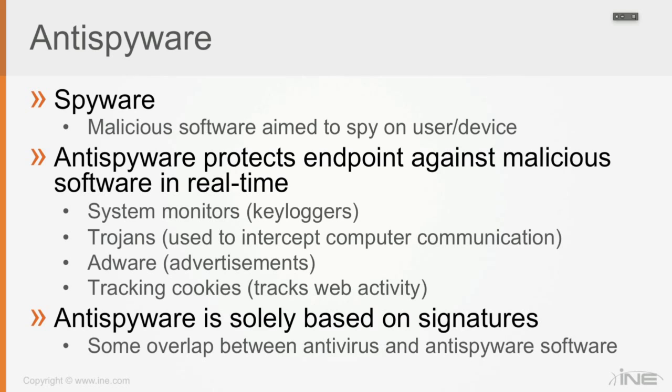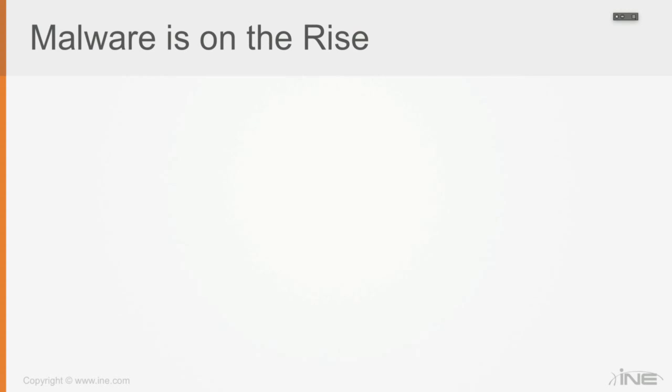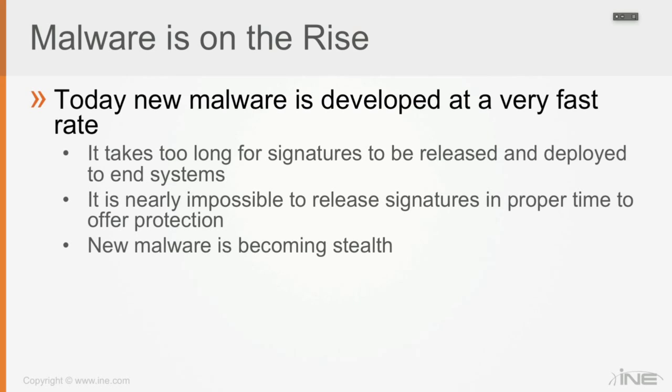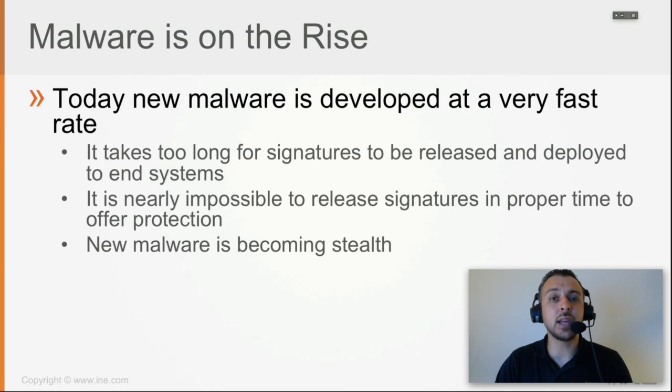So antivirus, anti-spyware, and of course then we have malware, which is on the rise. And the problem is that today's new malware is developed at a very fast rate, which means it takes too long for signatures to be released and deployed to end systems. Because you can imagine that the antivirus or the anti-malware vendor has to first detect that malware, then write the signature for the malware, then publish the signature.